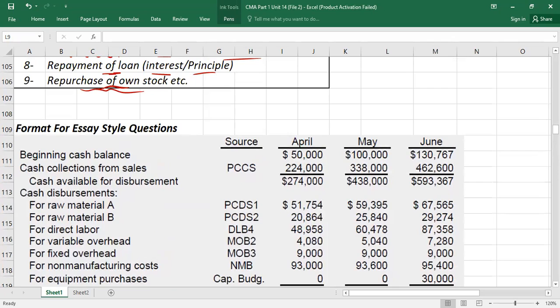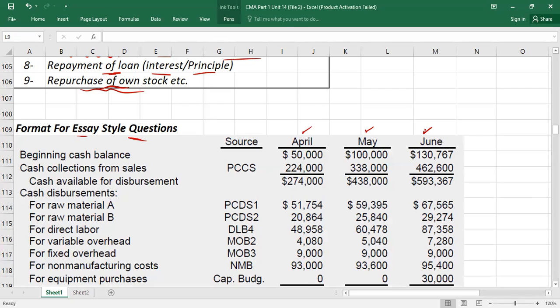So guys, here we are going to talk about the format for essay style questions. If you are required to prepare any cash budget in an essay style question, essay meaning a long question, then this format you can follow. Let's assume we are preparing this cash budget for the second quarter of the year. Second quarter means it includes the months of April, May, and June. So for these 3 months, we are going to prepare the budget.